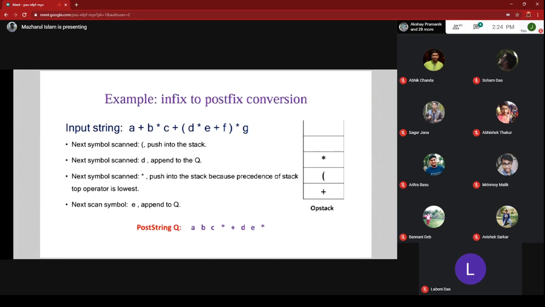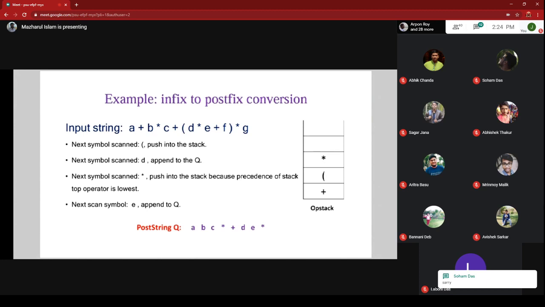Now the scan character after the left bracket is D. So where will D go? It will go to the queue. The queue is the partially constructed postfix string. You are appending this D to the partially constructed postfix string queue. Now after D, what is the next scan character? The next scan character is multiplication.